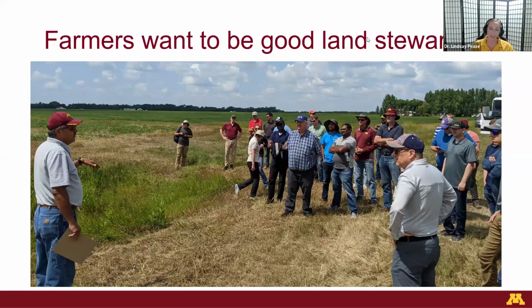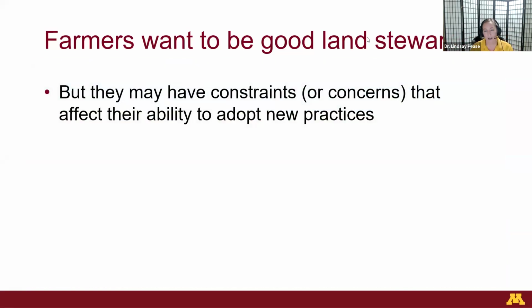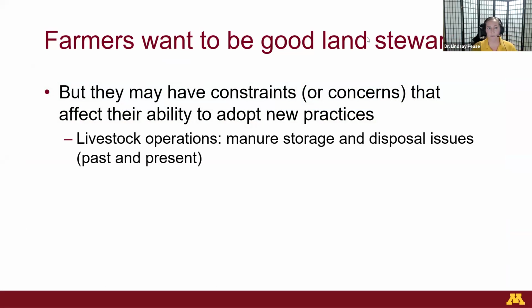I have a lot of farmers that I work with on research, testing these practices and evaluating how practical they are for their operations. And then the work comes in fine tuning these practices to help them work better in our watersheds. But they may have some constraints and concerns that affect their ability to adopt new practices. One of the things that I had brought up before was about livestock operations. This idea, not growing up on any sort of livestock farm, was surprising to me when I found out about it, so I'll share it here with you all: manure storage and disposal issues can be a real issue.